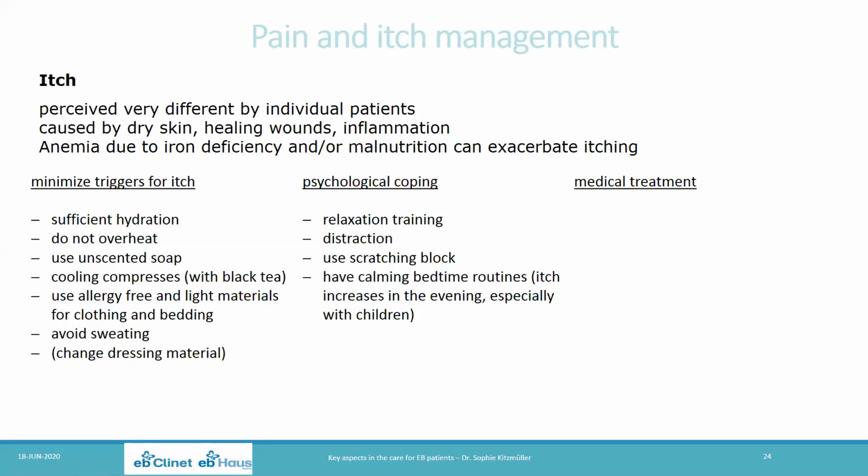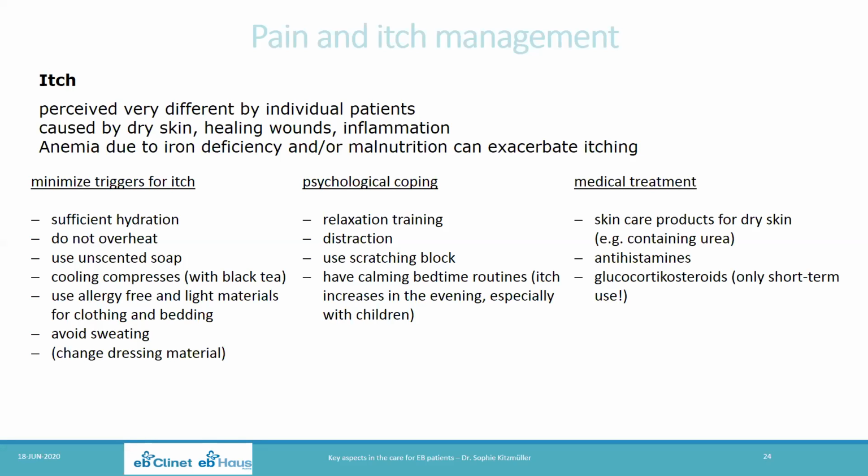Again, if these two mechanisms are not enough, there are medical treatments that you can do. Skin care for dry skin is always important. Something that is coming up in the last years is skin care products that contain urea, which helps to moisturize the skin. Against itch, of course, antihistamines can be used, and really only for severe cases and only for short-term use, which is very important, only for short-term use, glucocorticosteroids can be used to cope with itch.